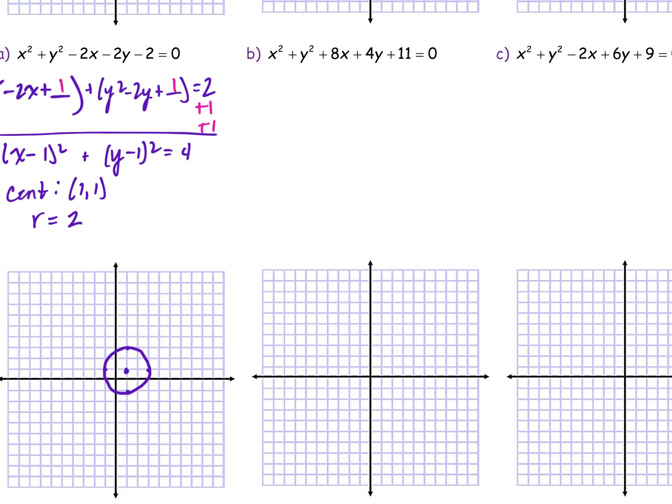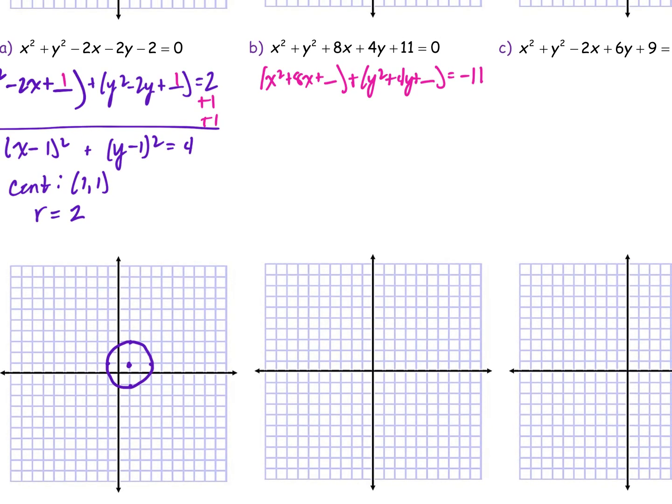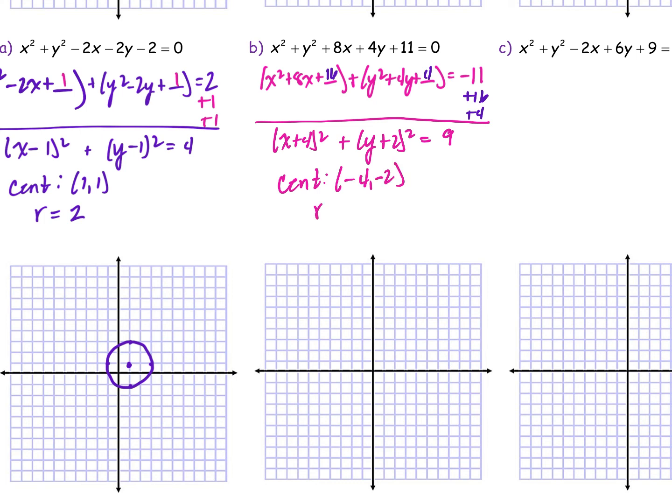Okay. So this one is going to be x squared plus 8x plus some number plus y squared plus 4y plus some number equals negative 11, because I subtract 11, right? So let's see, half of 8 is 4, so that would be 16, right? So plus 16, and then plus 4, so that's going to give me x plus 4 squared plus y plus 2 squared equals 9? Yeah, that's right, 9. So my center is at negative 4, negative 2, and my radius is 3.